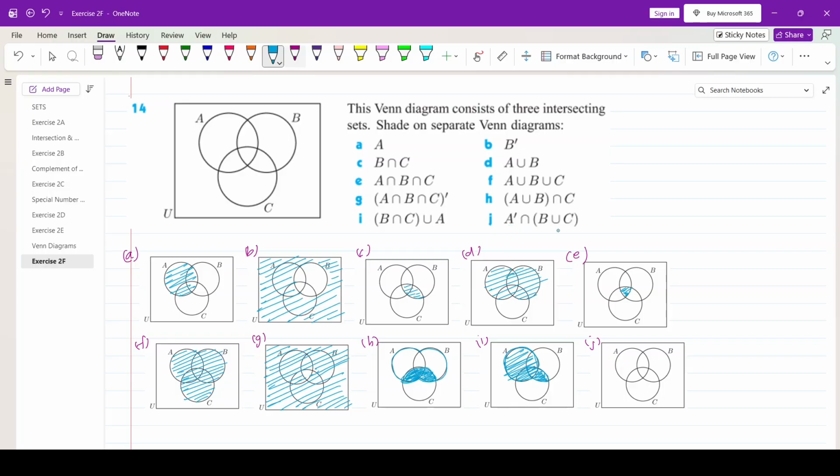A complement intersection B union C. So B union C is this part. And intersection with A complement will be, so the part of A complement will be everything outside this circle. So it will contain this part. This is our answer.